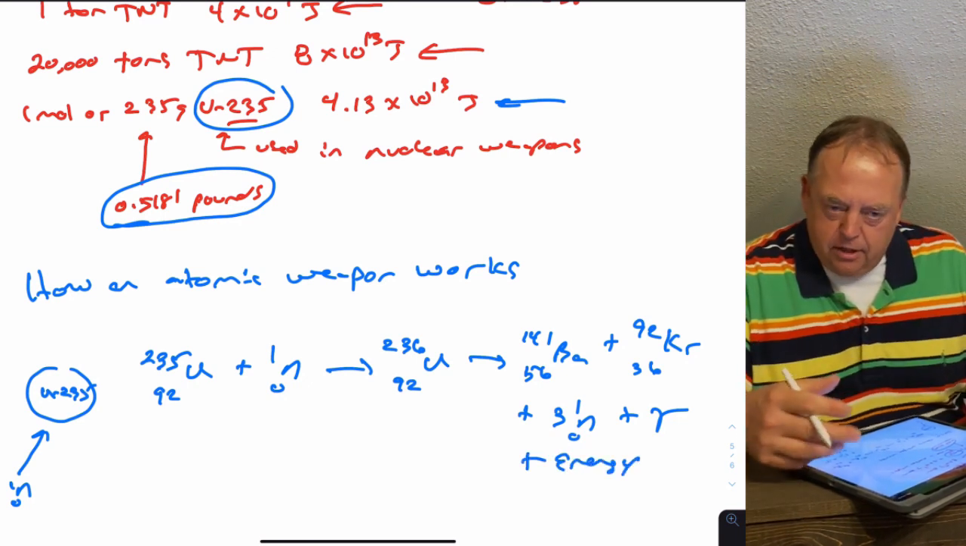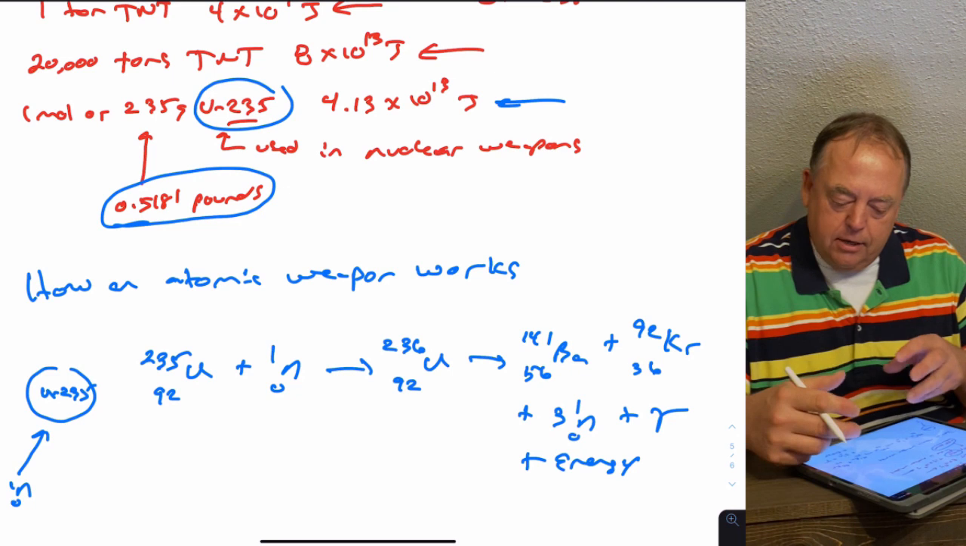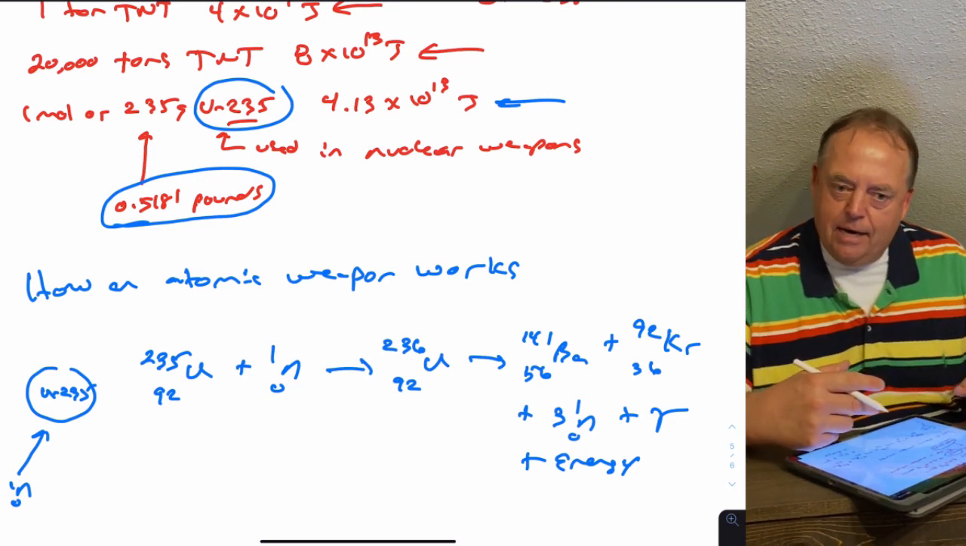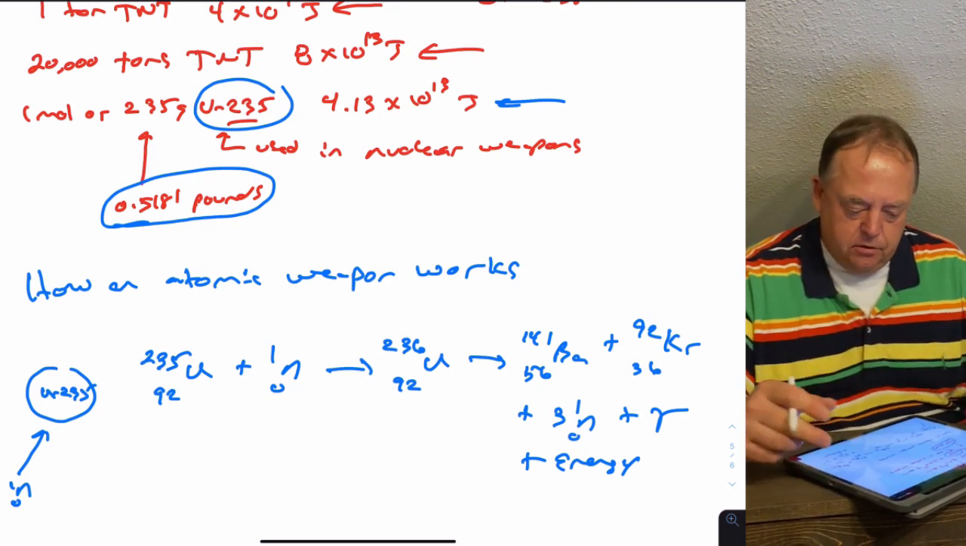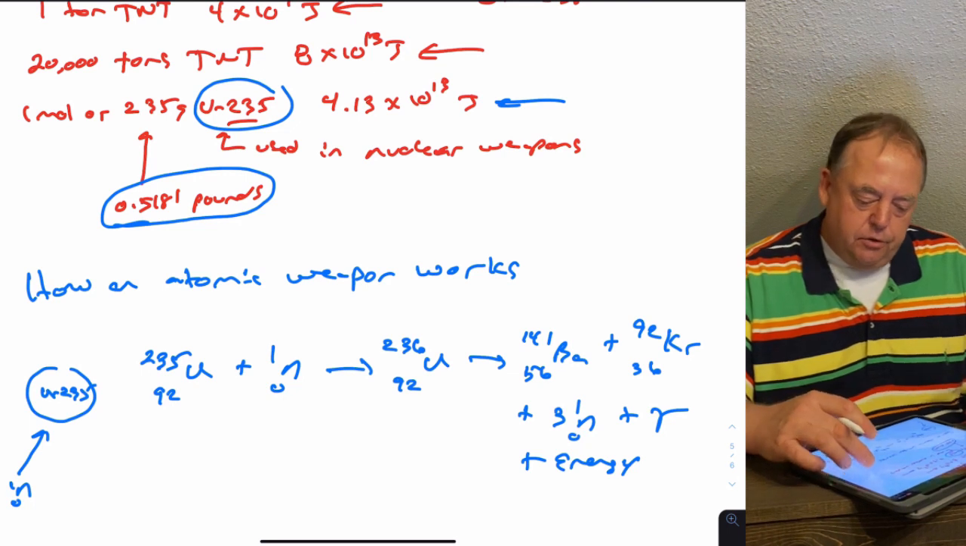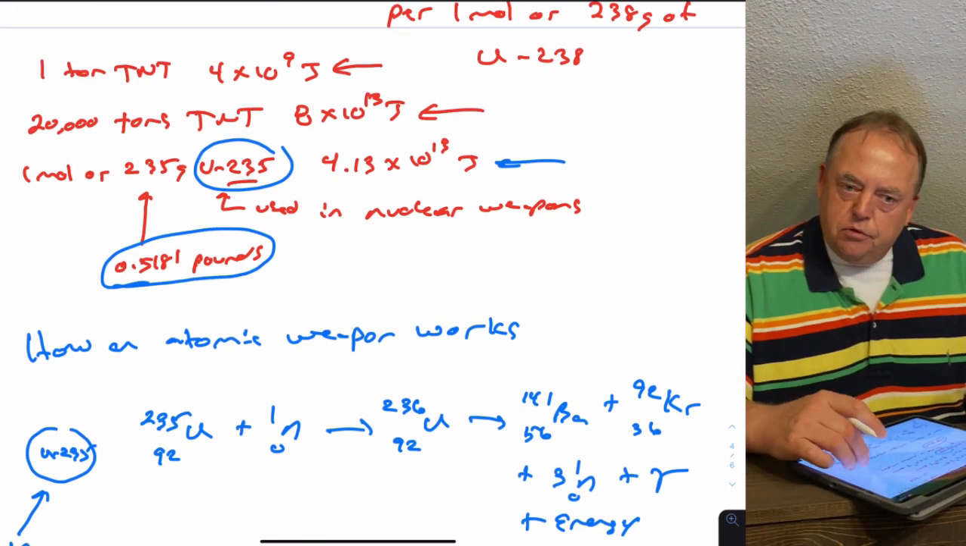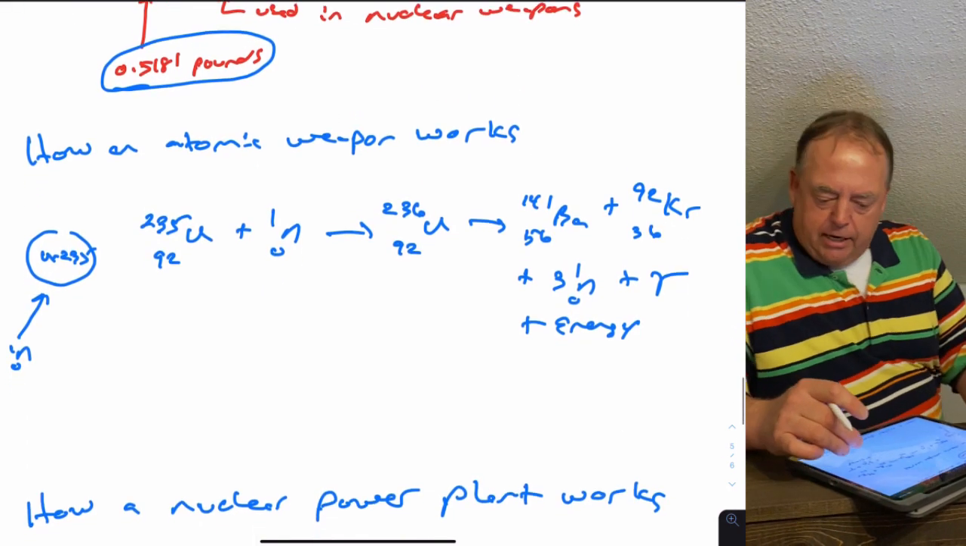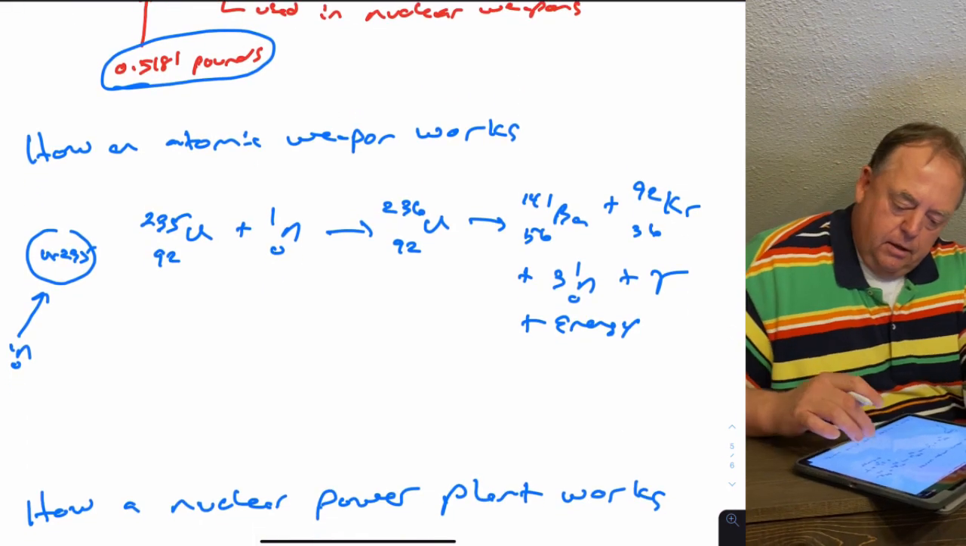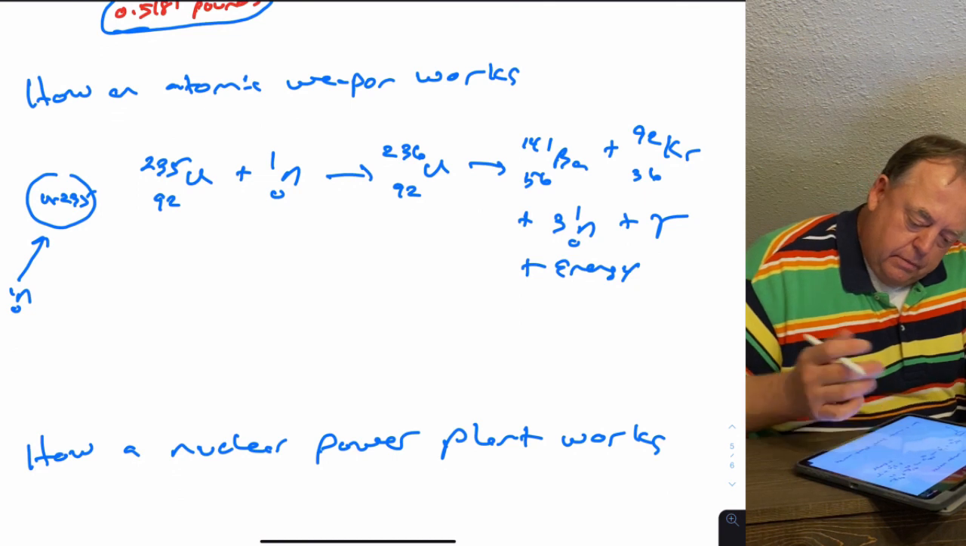Because if you add up all of the masses of the products, they don't equal all of the masses of the reactants. So you have a mass difference, and if you calculate the mass difference, you get 4.13 times 10 to the 13 joules of energy produced in this reaction. Okay, so that's basically how this works.